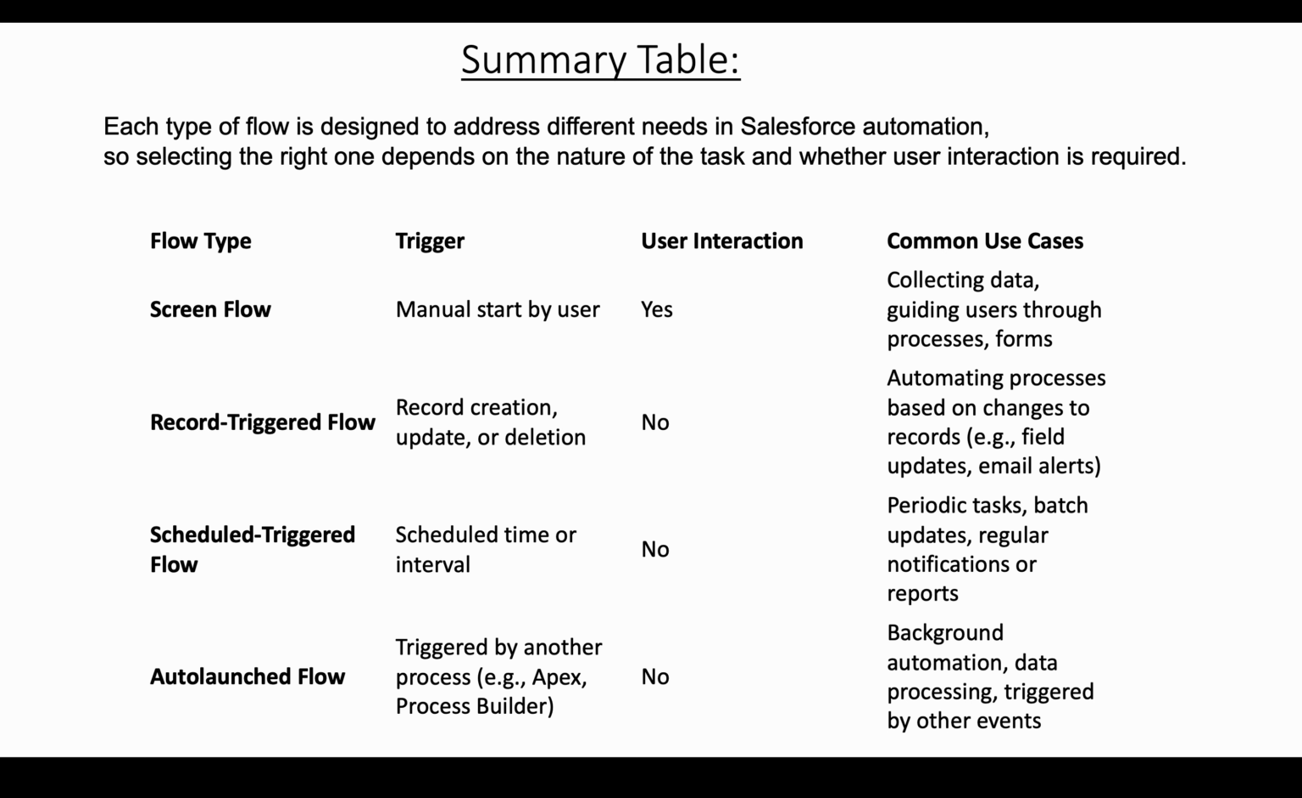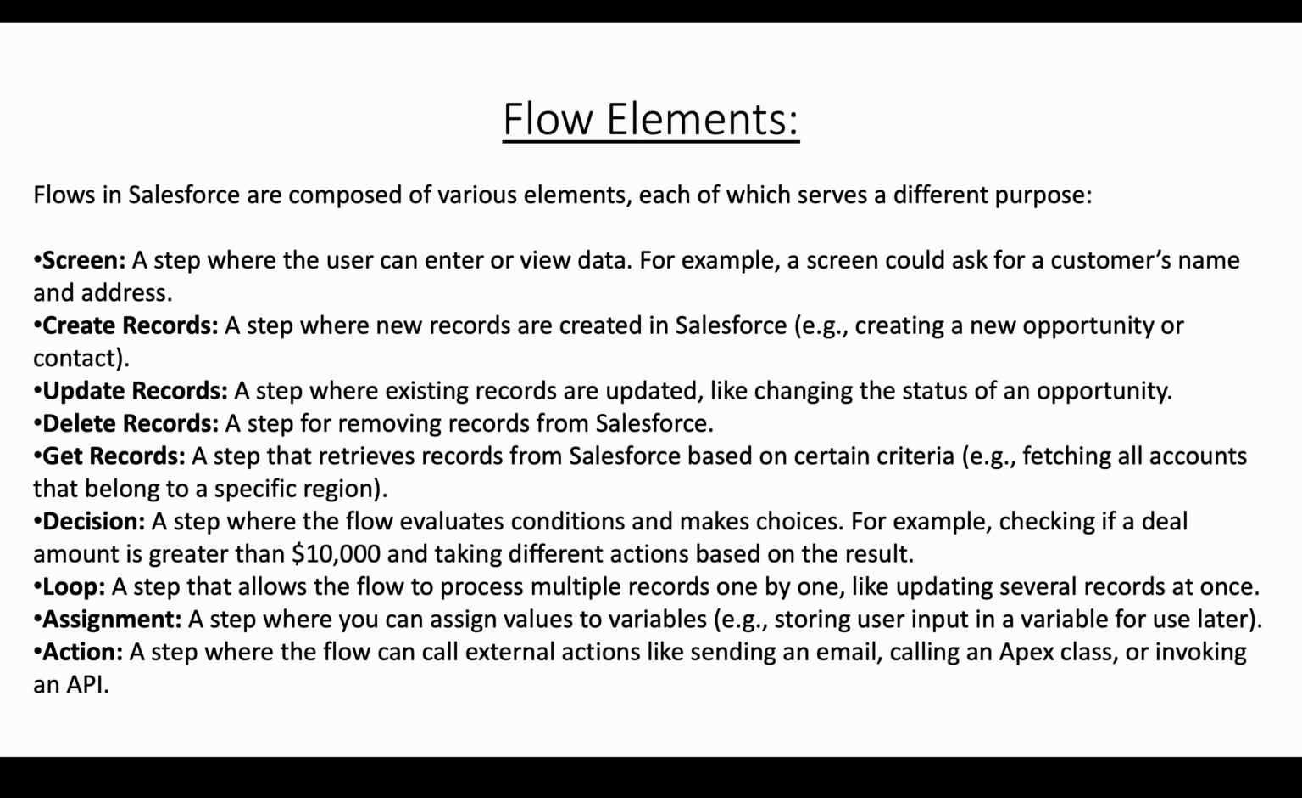Scheduled time or interval. Periodic tasks, batch updates, regular notifications or reports. Autolaunched flow: triggered by another process, for example Apex and Process Builder, user intervention not required. Backend background automation, data processing triggered by other events.